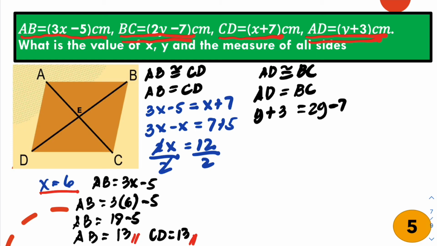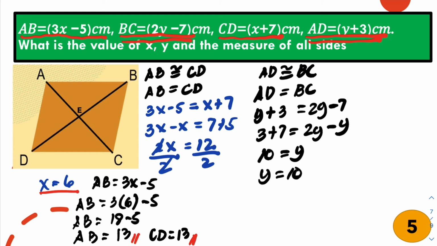Then we have, okay, we have 3, transfer 7 at the left side. We have positive 7 is equal to y, transfer y at the right side, minus y. Simplify, 3 plus 7 is 10 is equal to 2y minus y is y. Therefore, y is equal to 10. Then, let us find for the value of BC.